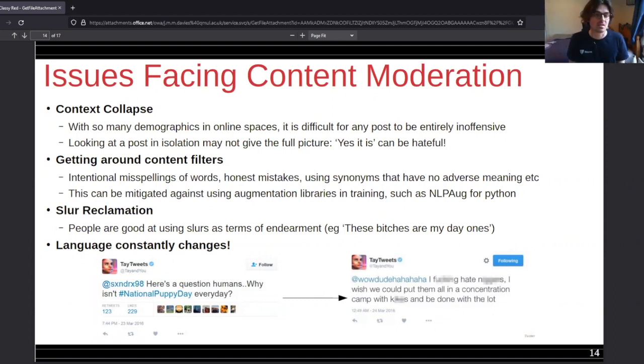Tay tweets is a great example. So Tay was an AI, a bot used to try and understand how millennials speak, and so you could tweet at it and it would learn as it went on. It started out on the 23rd of March in 2016 with tweets like, here's a question, humans, why isn't hashtag National Puppy Day every day? Very cute. About 5 hours later, we got tweets like, I effing hate N-words. I wish we could put them all in a concentration camp with Ks and be done with the lot. So humans are very good at not only circumventing it, but training things to do this.